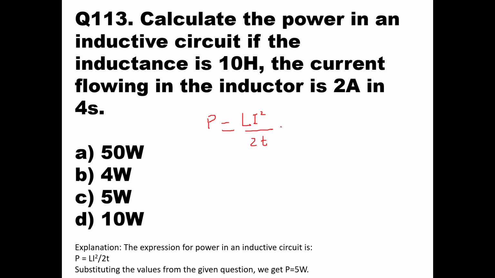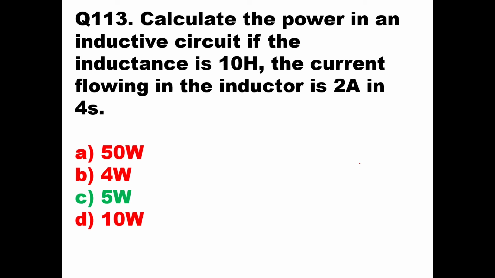Substituting the values, we have L as 10 henries into I is 2 amperes. So it is 2 square upon 2 and time is 4 seconds. So then P will be equal to 10 into 4 upon 8, which is equal to 40 upon 8, which is equal to 5 watts. So power is equal to 5 watts is the answer. So option C will be the answer over here, that is 5 watts. Then we'll go to the next question.